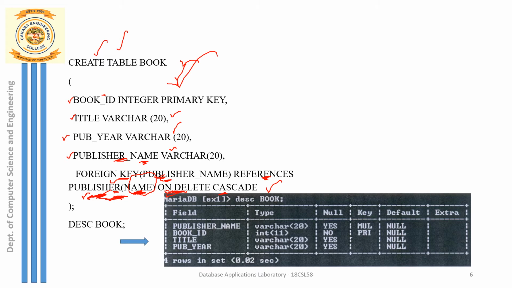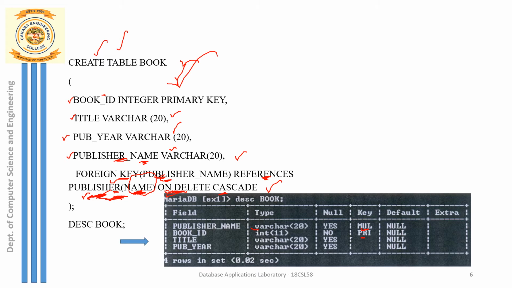Here you can see it is the primary key, title is varchar, publisher is varchar, but for publisher name you can see it is specified as MUL. So what is the meaning of this? MUL means that when you take publisher name here, it is a foreign key. The meaning of foreign key is that multiple values can be taken for the publisher name, or you can say the same names can be taken.